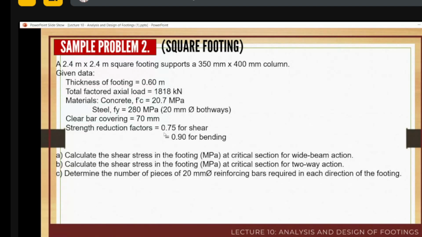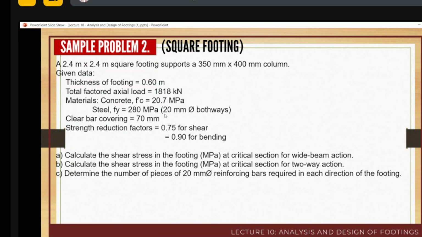So this is an example here: a 2.4 meter by 2.4 meter square footing that supports a column of 350 mm by 400 mm. The total thickness of the footing is 0.6 meter or 600 mm, and it carries a factored axial load, PU, of 1880 kilonewton. Using f'c of 20.7 MPa and fy of 280 MPa.